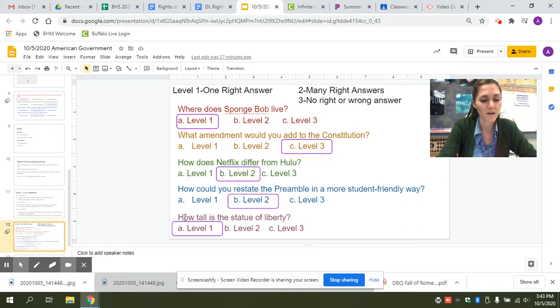Hopefully that makes sense. All right, this last one, how tall is the Statue of Liberty? That's going to be a level 1 question. That one's going to be super easy to look up and it's going to give you the number right away.